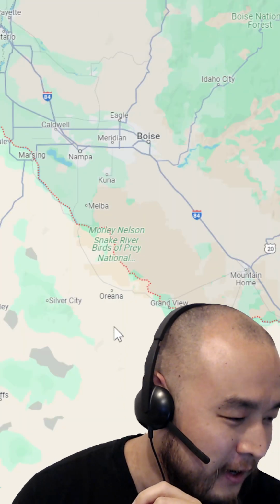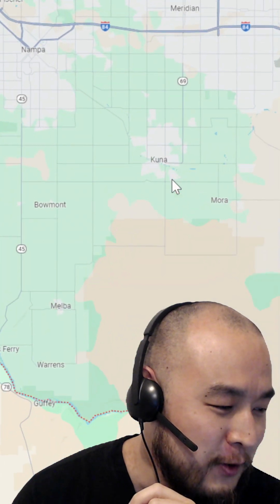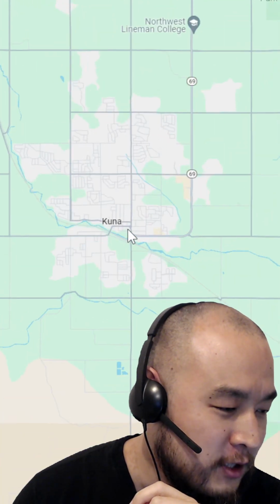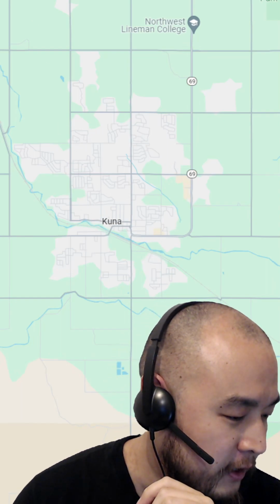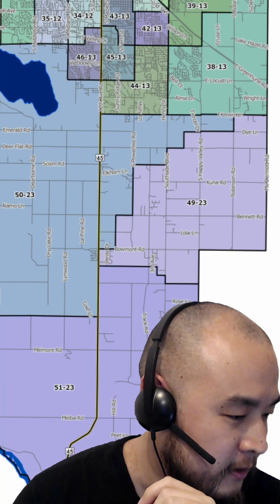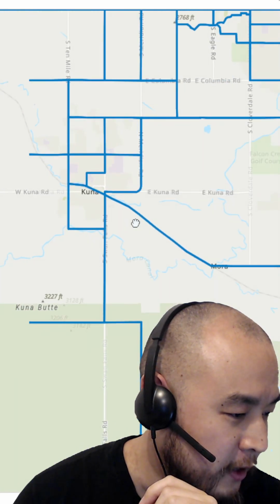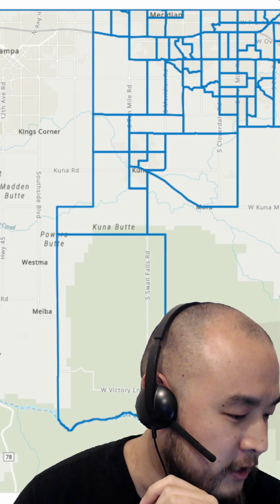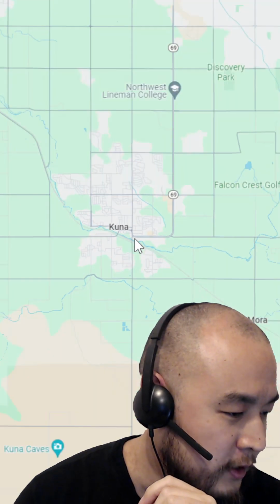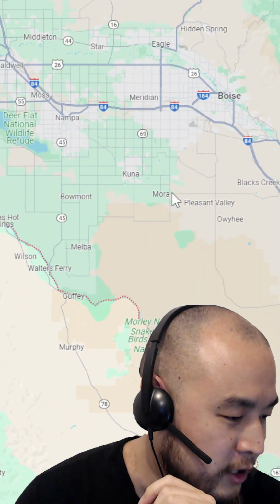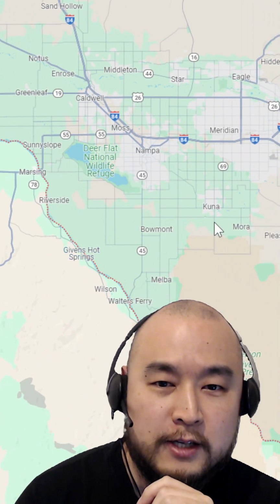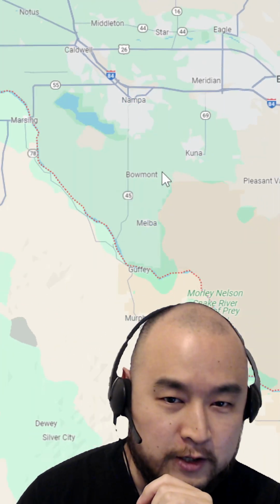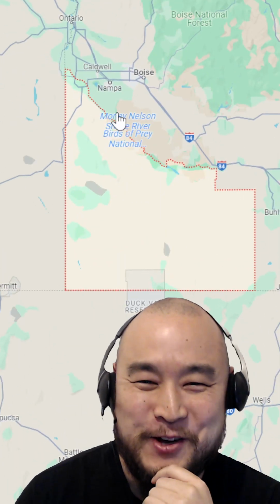Oh, let me show you Owyhee. Poor Owyhee. Okay, so look, Kuna. Remember, Kuna had a bunch of districts right here. Okay, so that was Kuna. Let's see if I can go back to here, right? So this is Kuna, that section. This is kind of like this southern section right here. And then Canyon County, you saw, is just the southern section right here for District 23. And then this is Owyhee. Look how far you have to zoom out.